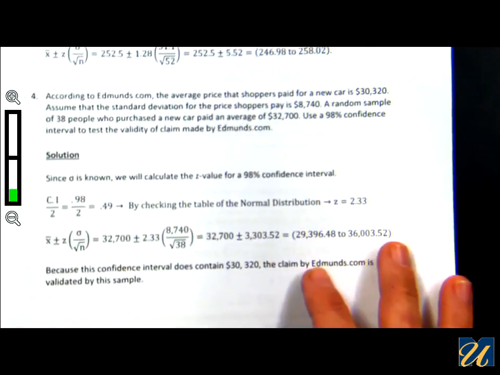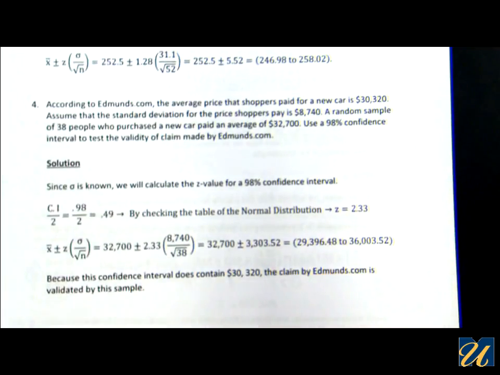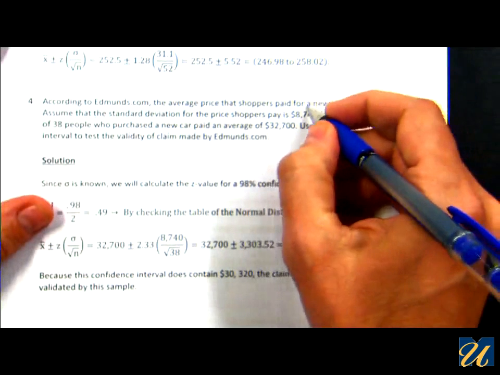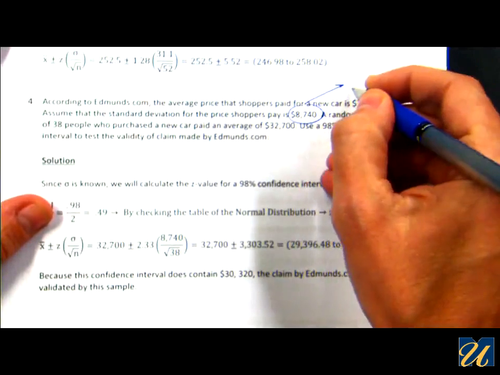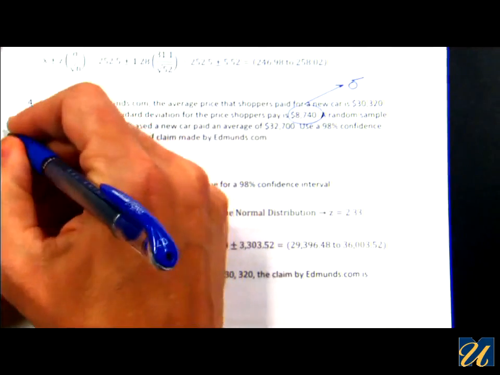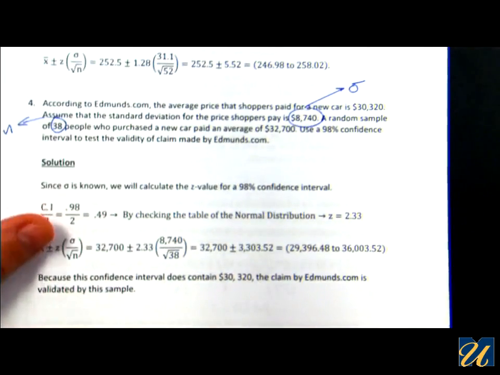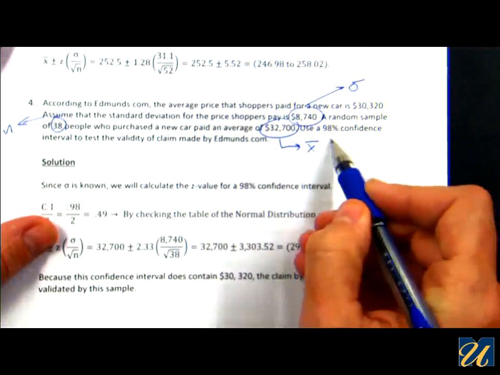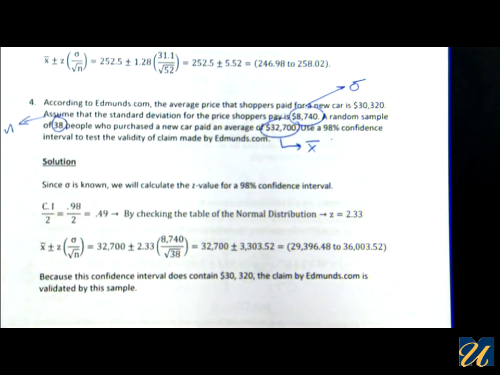Number 4, according to Edmunds.com, the average price that the shoppers paid for a new car is $30,320. Assume that the standard deviation for the price shoppers pay is 8,740. This is your sigma. A random sample of 38, this is your N, who purchased a new car, paid an average. This is your X bar. And I'm looking for the 98% confidence interval.